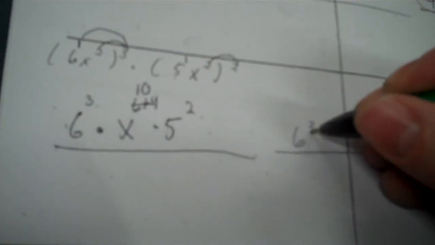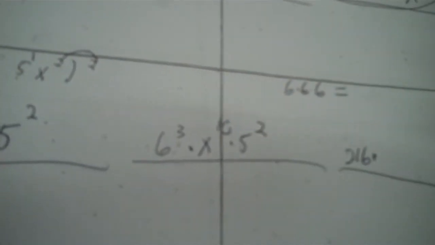Now the X, 2 times 2 is 4, so I go to the X factor and just add a 4 to the 6 that's already there. So 6 plus 4 is 10. So all these little powers are positive, so we just keep everything in the same place. So 6 to the 3rd I can figure out. 6 times 6 times 6. 216. So I put that as 216.